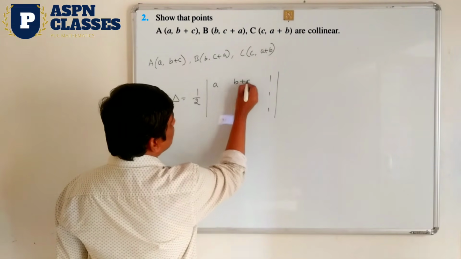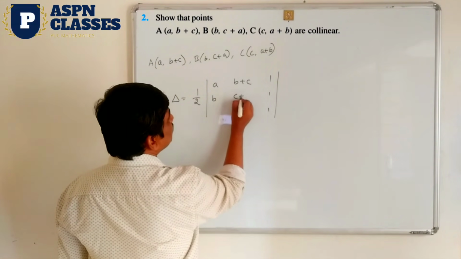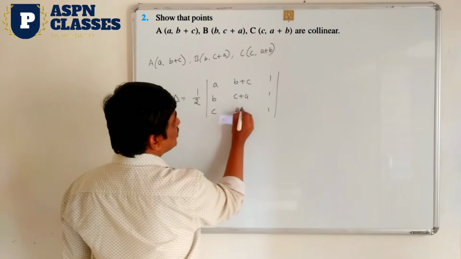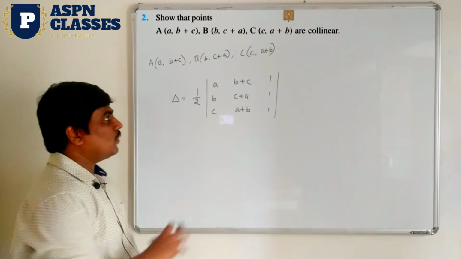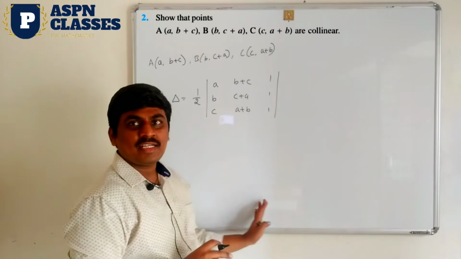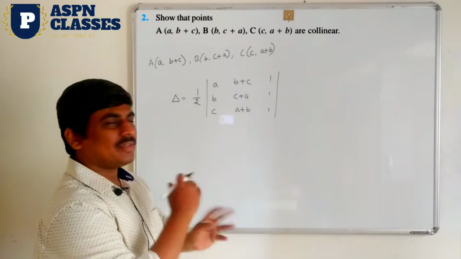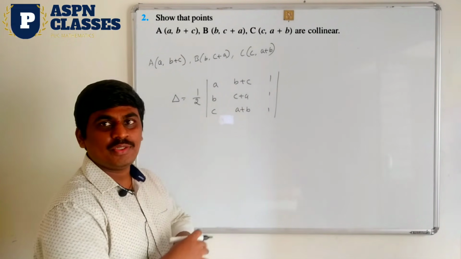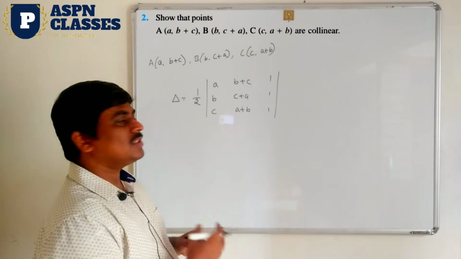A and B plus C, B and C plus A, C and A plus B, correct? So now go and expand this result. Go and expand and find out the answer, you will get the answer 0 also. You may also use the property you already completed in a previous video. Using the property also you have to prove the results.